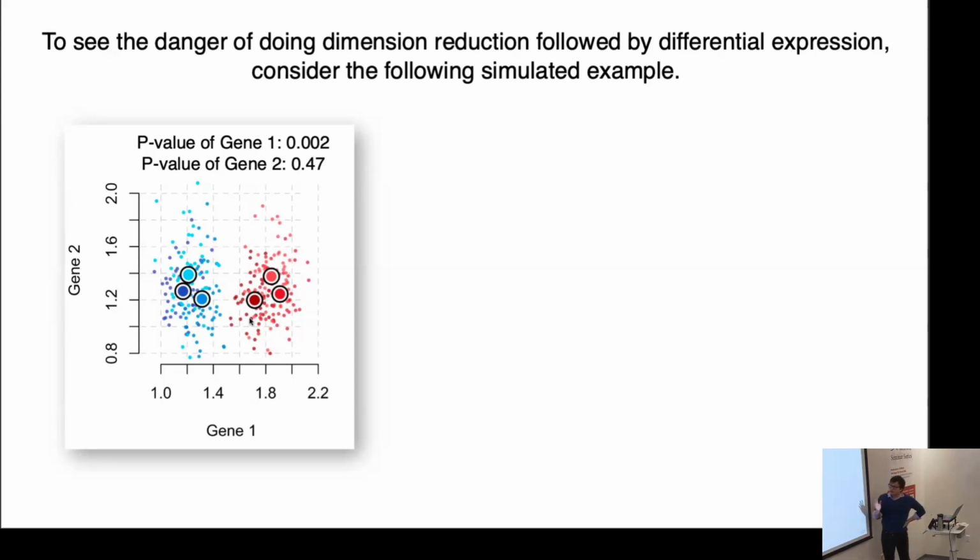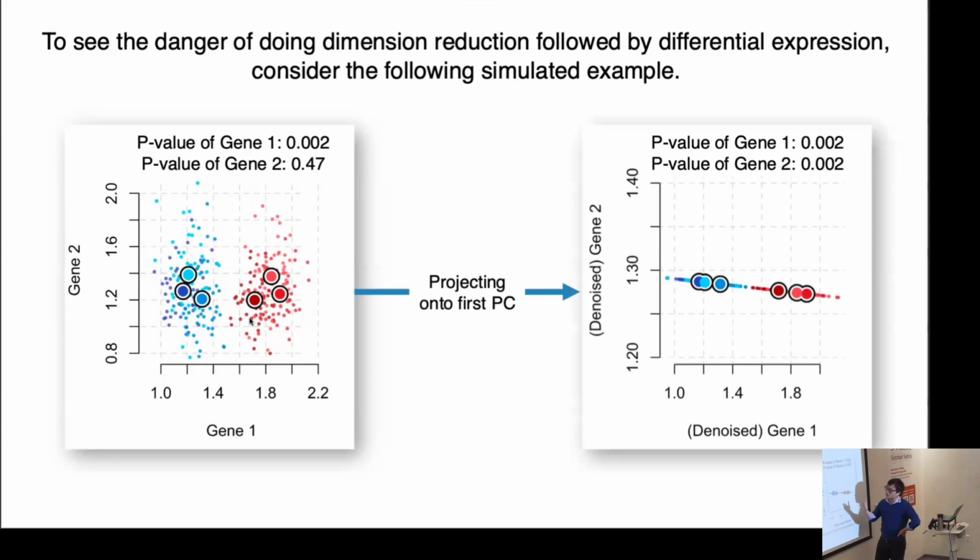Now, what happens if, let's say, this is a simulation data set, so I can do whatever I want. Let's just say hypothetically, I denoised my gene expression matrix and then did a differential expression test. I only have 2 dimensions, so by dimension reduction, let's say I just collapse everything to 1 dimension and then do my differential expression test. So if I first project all my cells onto the first principal component, then surprisingly, or maybe not surprisingly, depending on if you've seen this before, both of my genes now look very significantly expressed. So my p-value is still 0.002 in gene 1, but now gene 2 also looks very significantly different.